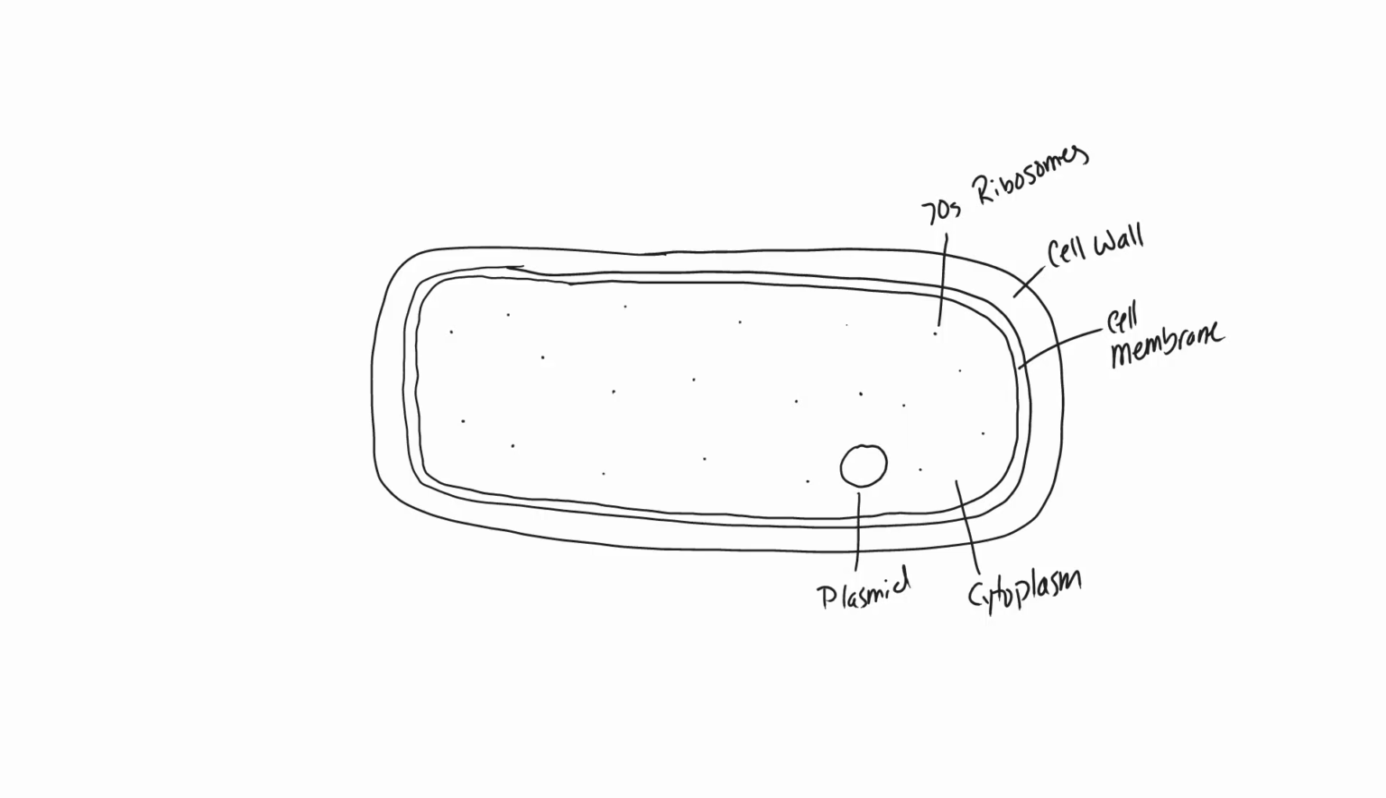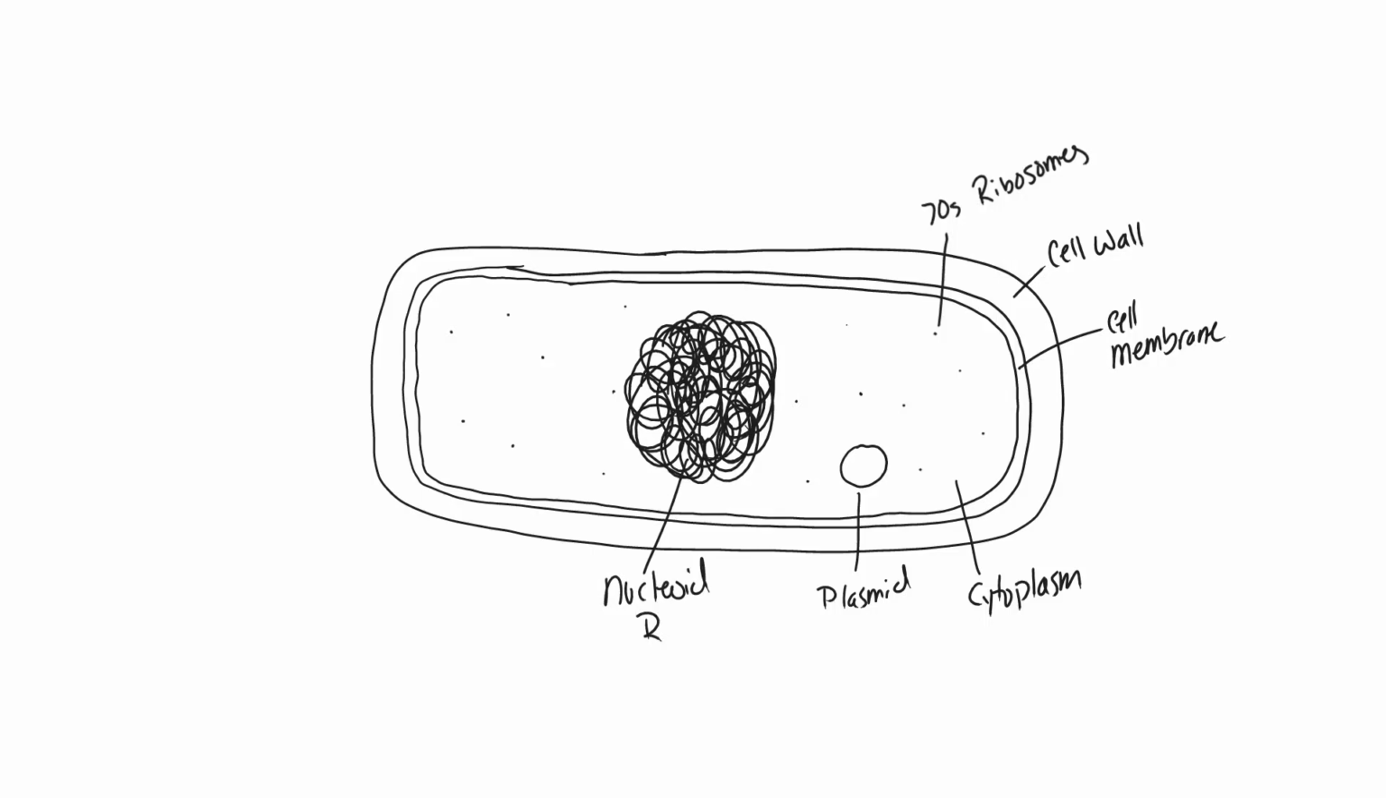The last thing, at least internally speaking, will be the nucleoid region. Now this is a nucleus-like structure. It contains the DNA associated with a prokaryote, so we'll label this nucleoid region. And it is important to note that the DNA associated with the nucleoid region is without histones, and so we call that naked DNA. Okay, that is DNA without histones.